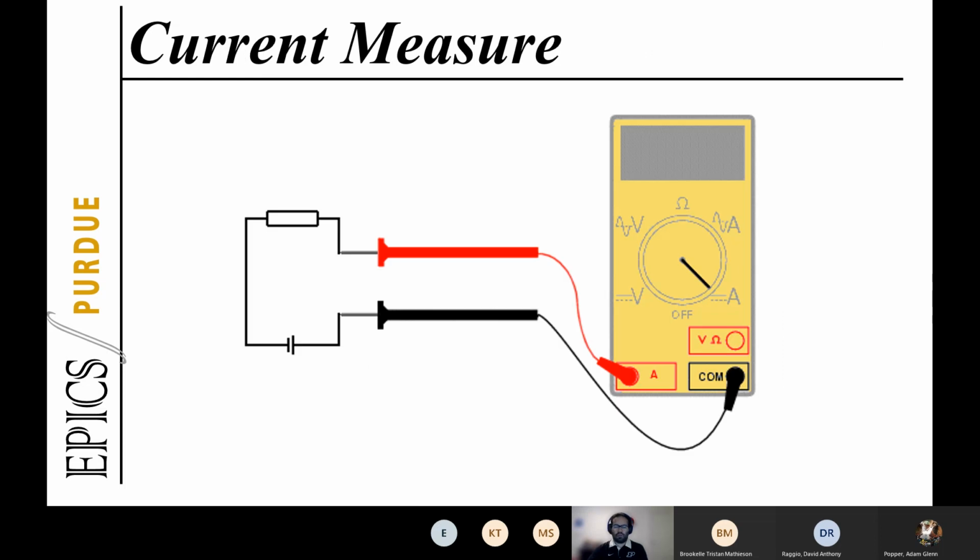When we want to measure current, we want to open the circuit because we want the current to move through our multimeter. For that, now we're opening the circuit and we're putting the probe such that one end is connected to the battery and the other end is connected to the element we're measuring. So that's going to allow the current to circulate through the circuit towards the multimeter and back to the circuit.